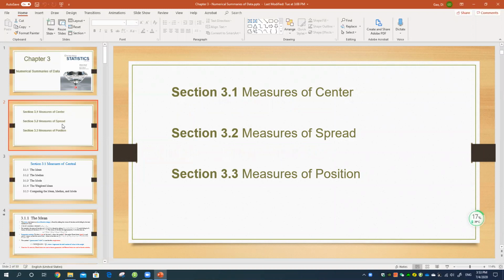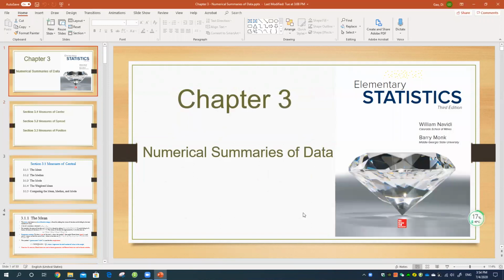So we have total 3 sections. 3.1, we're going to talk about measures of center. And then section 3.2, we're going to talk about measures of spread. And then section 3.3, we're going to talk about measures of position. So these are all numerical summaries of data.